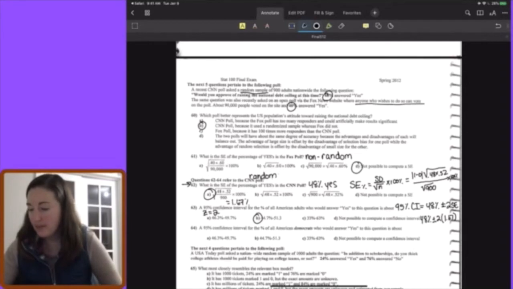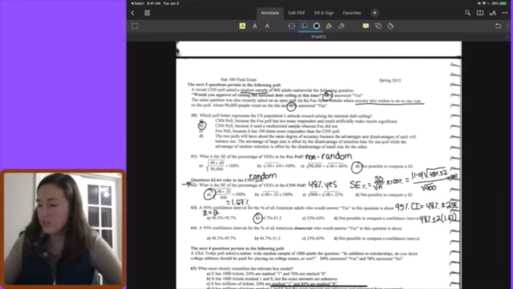64 says a 95% confidence interval for the percent of all American Democrats who would answer yes to this question is about what? So Democrats, our population was adults nationwide, if I look up here, so US adults. So I can't make a confidence interval for Democrats. That could be very different from adults nationwide. Any subgroup or larger population, we can't apply this data to.